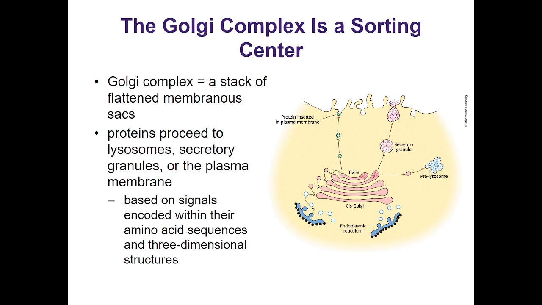Cool. So again, your Golgi complex is also going to be a sorting center. The Golgi complex is going to have a stack of flattened membranous sacs. This is what the Golgi complex looks like in a more neatly organized diagram. The proteins will proceed to lysosomes, secretory granules, or plasma membrane.